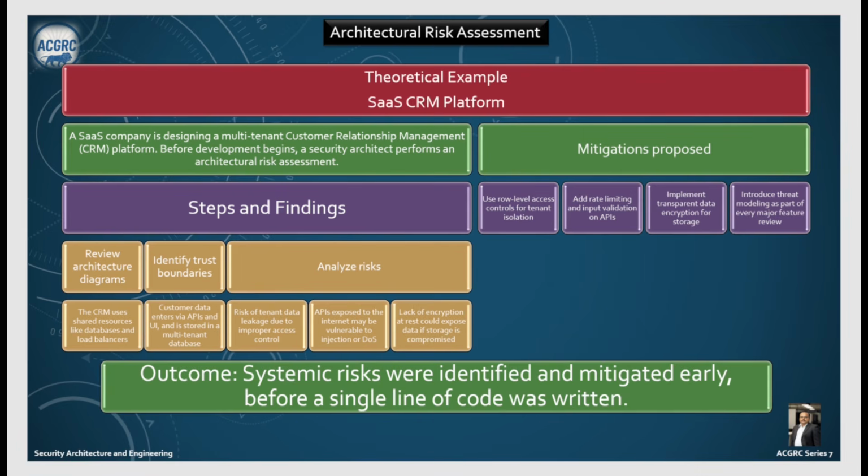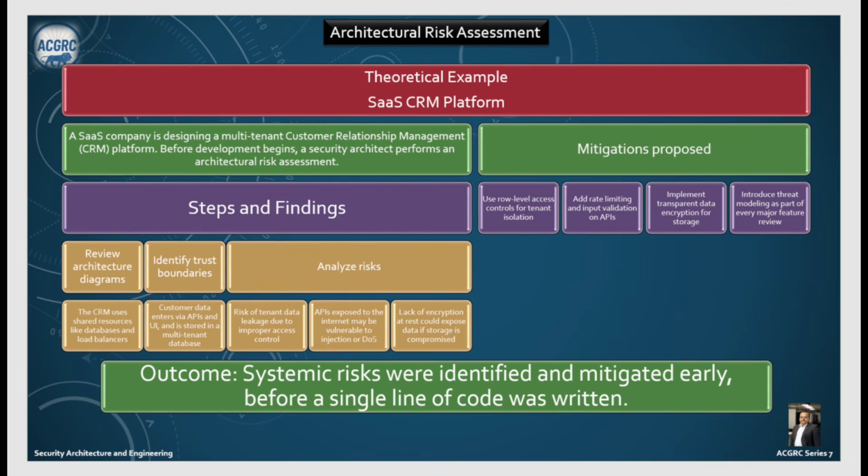They identify trust boundaries, wherein the customer data enters via APIs and UIs and is stored in a multi-tenant database. That's the identification. They analyze the risk of tenant data leakage due to improper access control. An API exposed to the internet may be vulnerable to injection or denial of service, and lack of encryption at rest could expose data if storage is compromised.